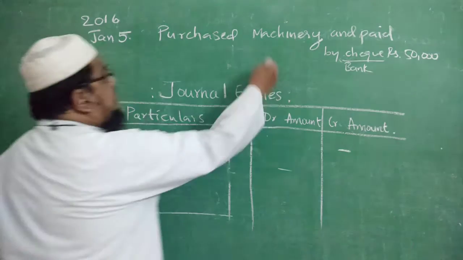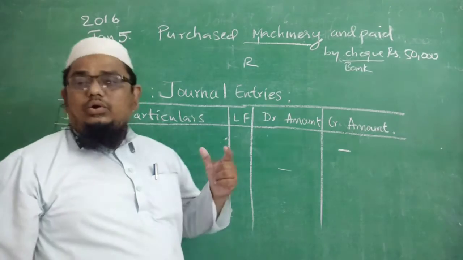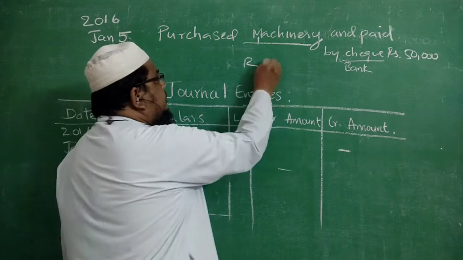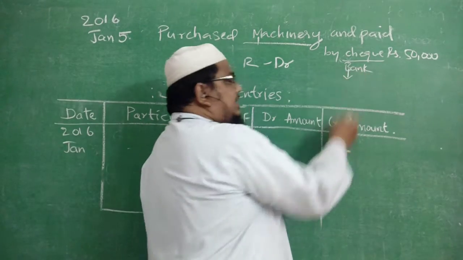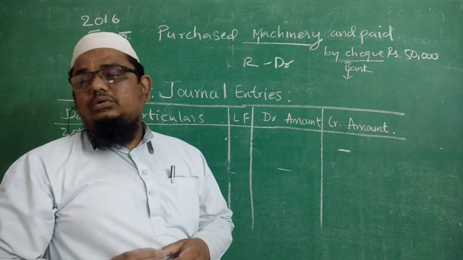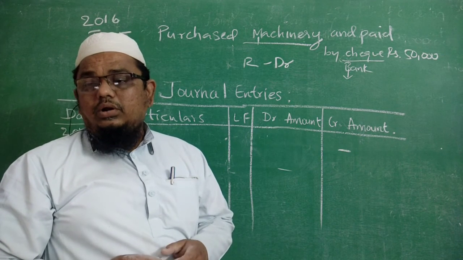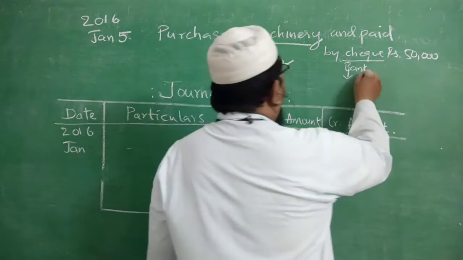So here machinery is an asset, it comes under real account. Real account rule: debit what comes in. So we are debiting machinery. And here bank, it is an organization, so it comes under personal account. Personal account rule: debit the receiver, credit the giver. So bank is the giver. So here we are crediting.